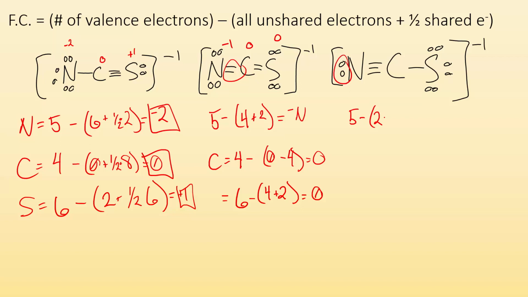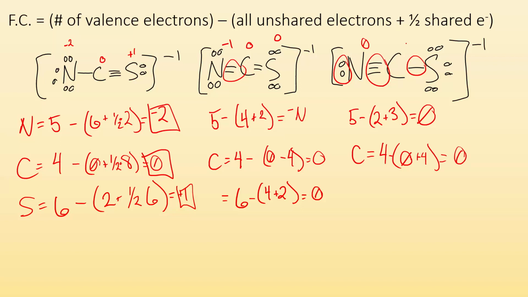All right, and the last one to take a look at, nitrogen again, 5 valence electrons minus, 2 it kept to itself, and half of the 6 shared electrons. So in this one, nitrogen ends up with a formal charge of 0. Carbon, same process, 4 valence electrons minus none that it kept to itself, and half of the shared electrons would be 4. So carbon, again, has a formal charge of 0 in this one.